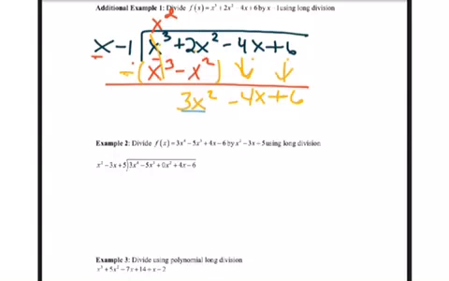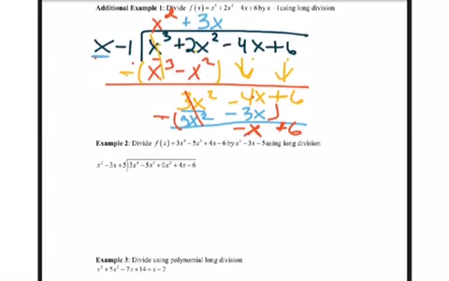So now I need to turn x into 3x squared. So I'm going to multiply by 3 and an x, because x times 3x gives me 3x squared. Okay, and then 3x times negative 1 gives me negative 3x. And I'm going to subtract that. So the 3x squareds cancel, and I've got negative 4x minus a negative 3x, so that's plus. So negative 4x plus 3x gives me negative x, and the 6 just tags along.